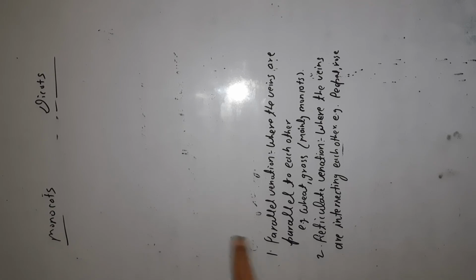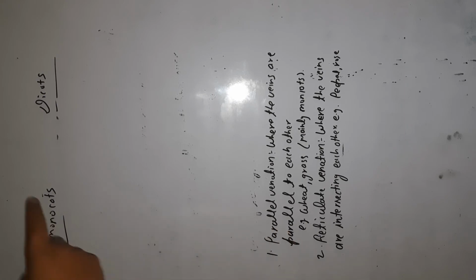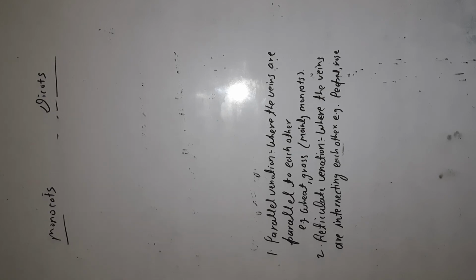So this is how you would find parallel venation only in the case of monocots. Are you getting it? You would find parallel venation only in monocots. You would read about these monocots and dicots in detail in your classes ahead.